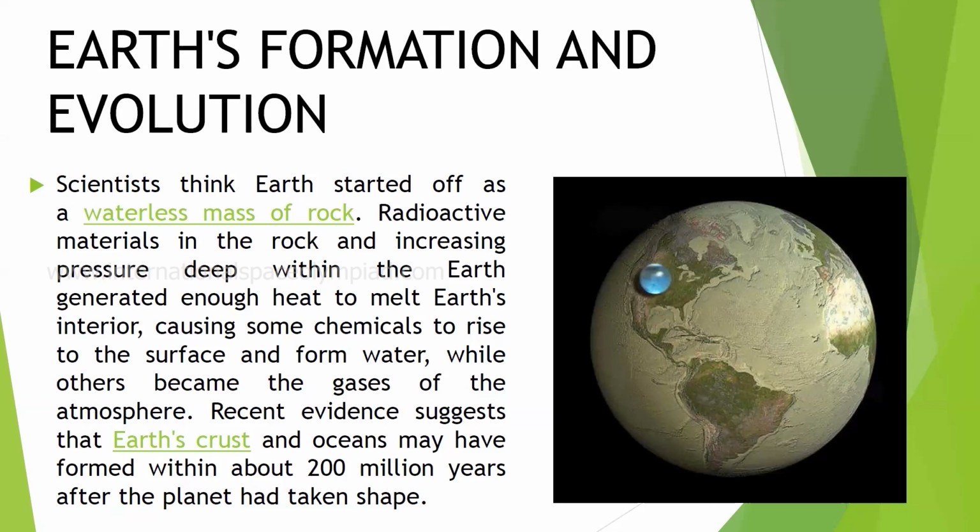But later, Earth was really hot and it melted in the Earth's interior, causing some chemicals to rise to the surface and form water, while others become the gases in the atmosphere. So there are recent evidences that suggest Earth's crust and ocean may have formed within about 200 million years after the planet had taken shape.